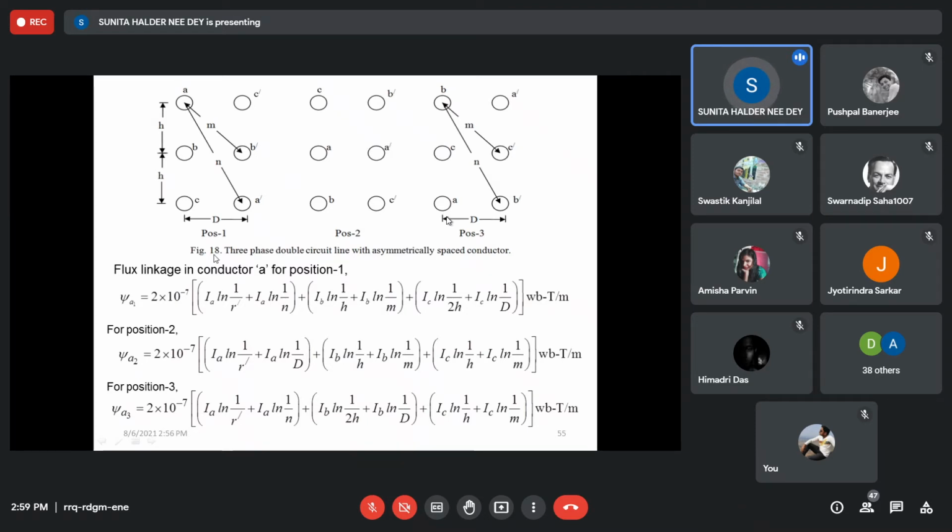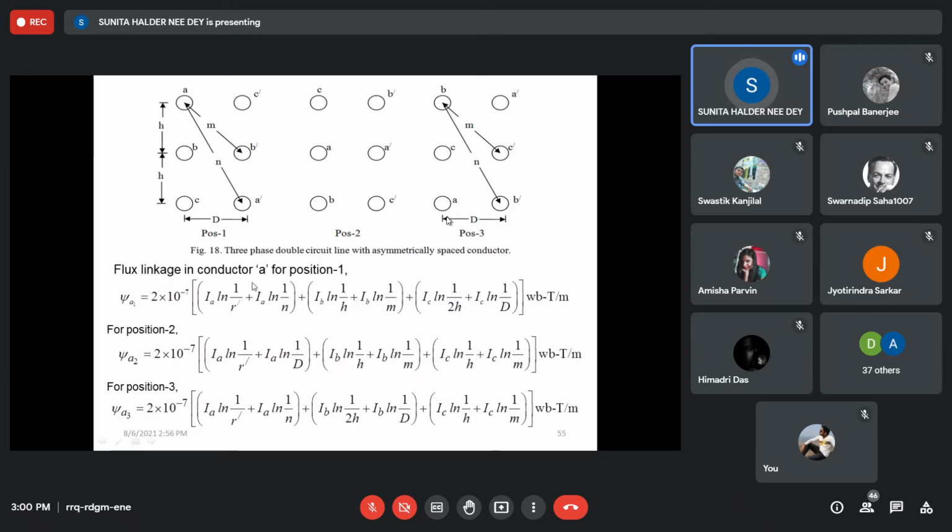In case of transposition, we have to take the average, because throughout the length of the line, a particular conductor will occupy any particular position for one third of the length only. So the effective flux linkage will be the average of those for three different positions. Now, flux linkage in conductor A. I have written conductor, but you may write subconductor. Conductor means conductor A and conductor A dash in phase A.